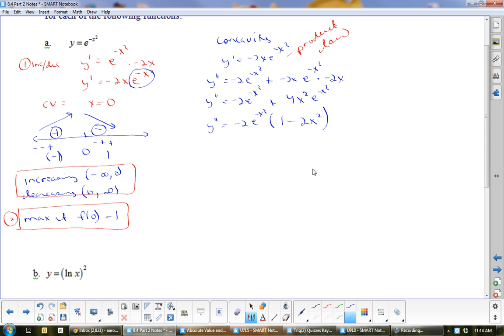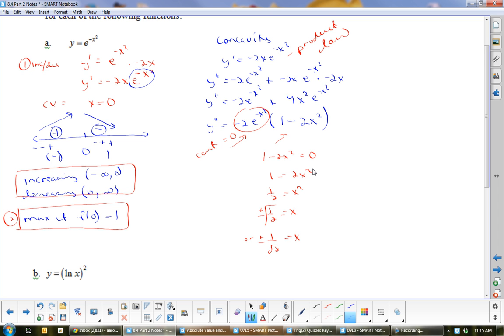But here is where we can find a critical value. This can't equal 0, but this we can: 1 minus 2x squared equals 0. I'll bring it over: 1 equals 2x squared. You can divide by 2: 1/2 equals x squared. Square root of 1/2 equals x, or plus or minus 1 over root 2 equals x.